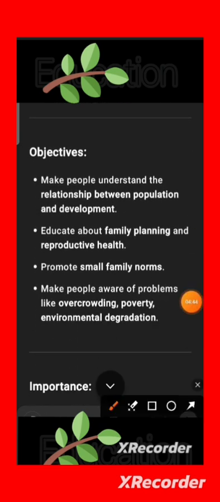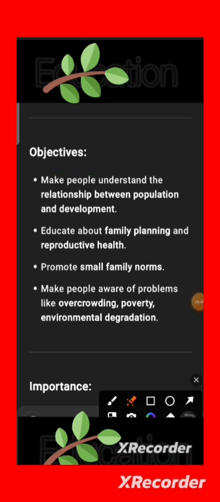Objectives. Create awareness about the consequences of overpopulation. Make people understand the relationship between population and development. Promote understanding of family planning and reproductive health.